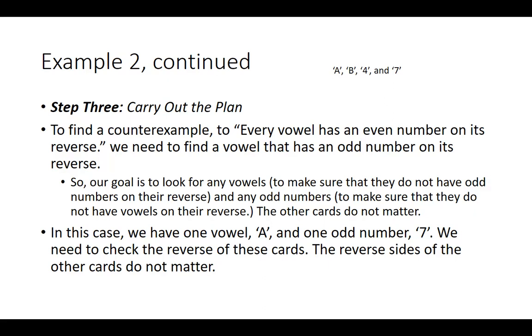In this case, we have one vowel, A, and one odd number, 7. We need to check the reverse of these cards. Again, the reverse sides of the other cards do not matter.